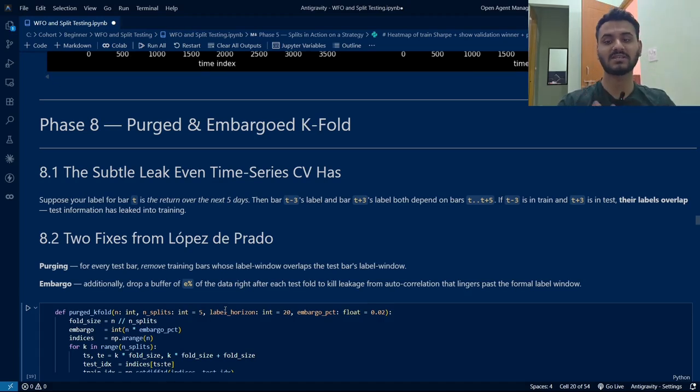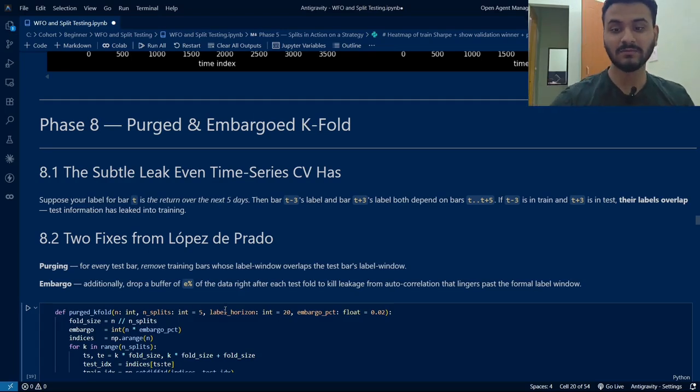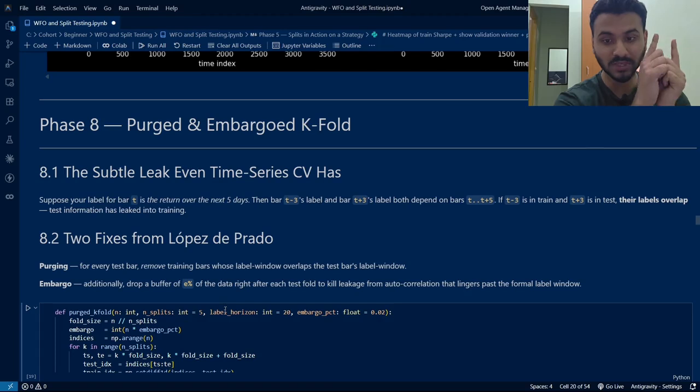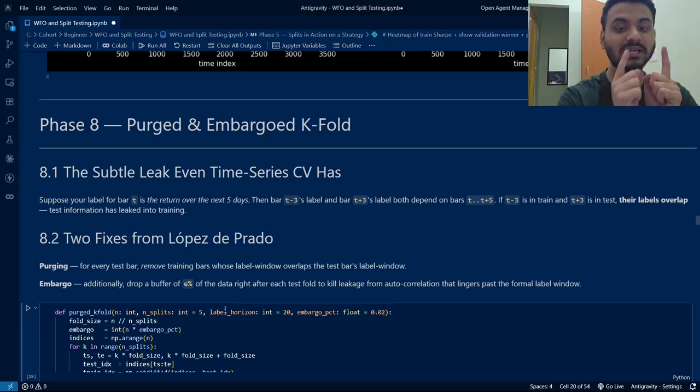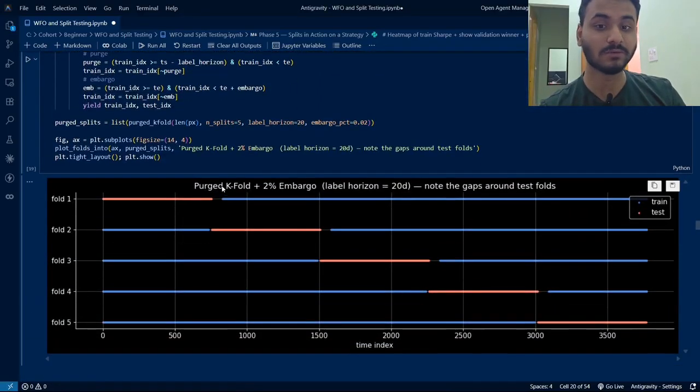Now, two fixes. The first is purging: for every test bar, we remove training bars whose label window overlaps with the test bar's label window. Now, embargo. Additionally, we add a small buffer between the two data sets right after each test to kill leakage, so this data set isn't leaking into this. We create a small gap, so this is taken out completely, right? As you can see right here with a 2% embargo, there is an embargo here, here, here, and here as well.